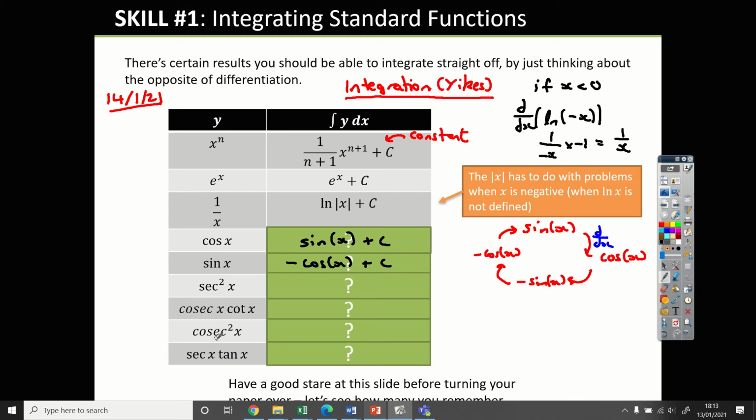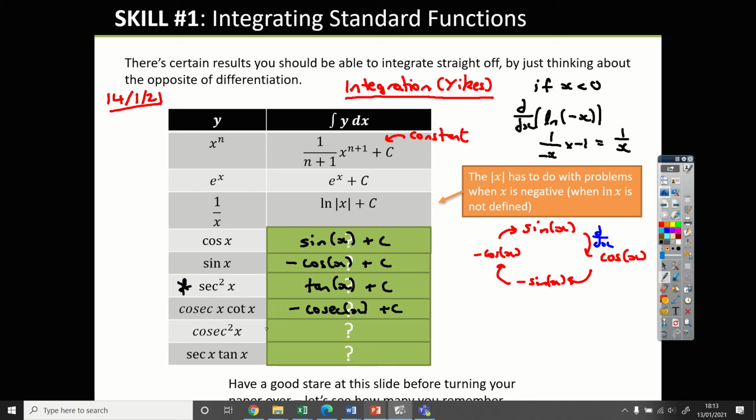Right, the bottom four, we have found those as derivatives of the other trig functions that we've come across. An important one to remember is definitely this one, sec squared of x integrates to tan of x, because when we differentiated tan, it made a sec squared. Cosec cot looks a lot like the derivative of cosec of x, except cosec of x differentiated to minus cosec cot. So when you integrate, this is going to go back to minus cosec of x.